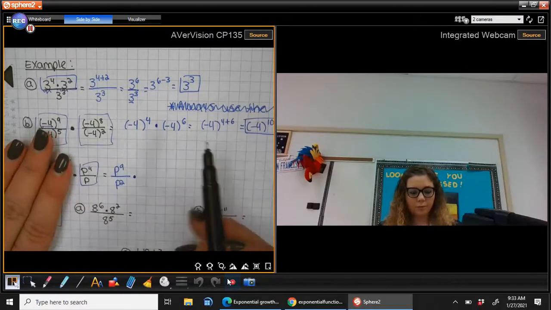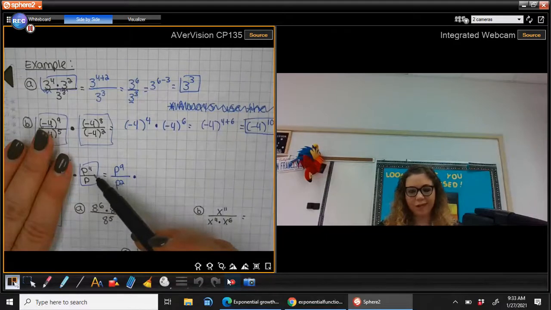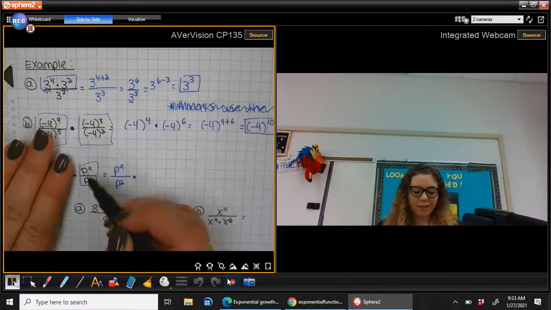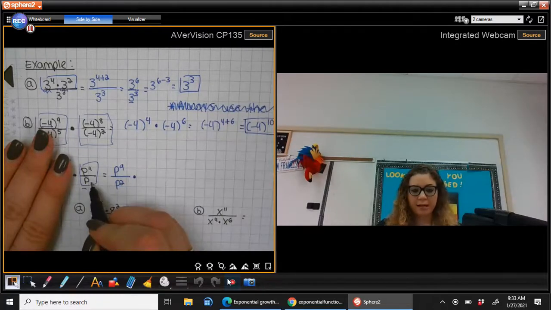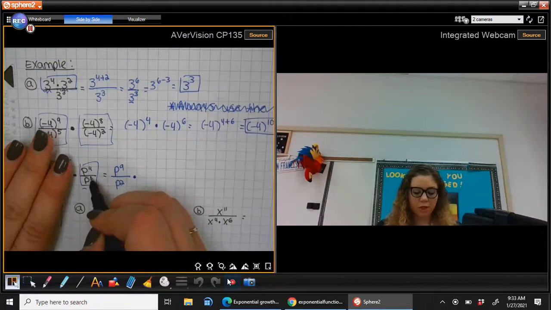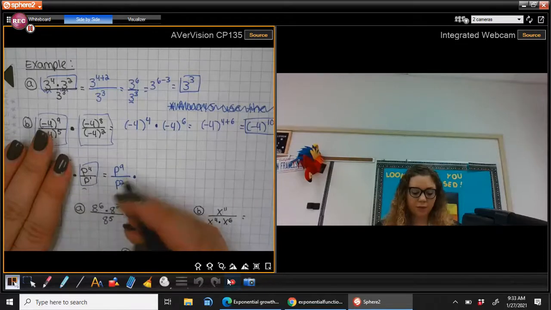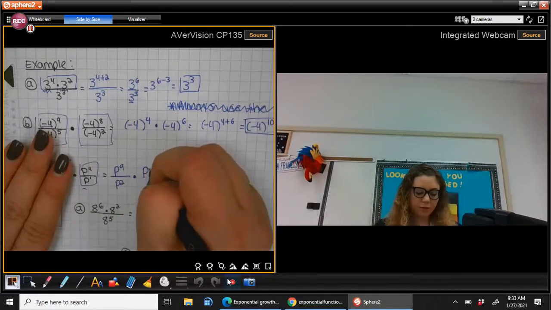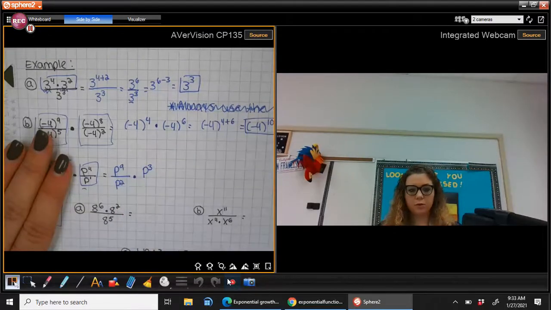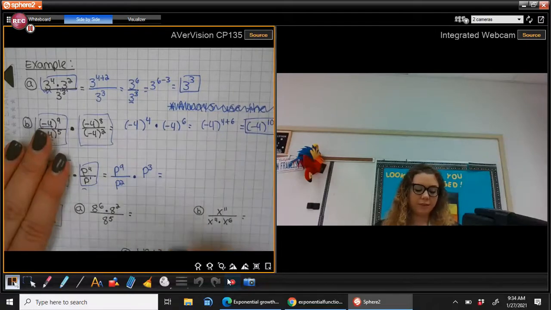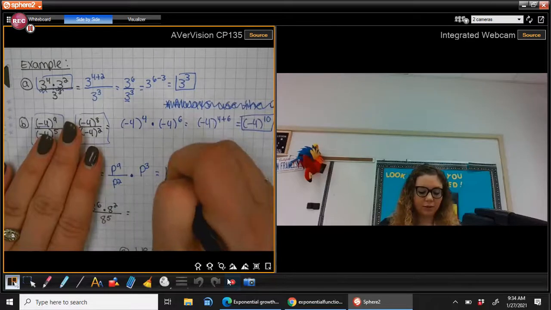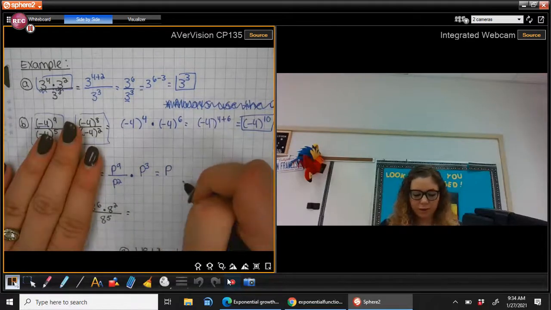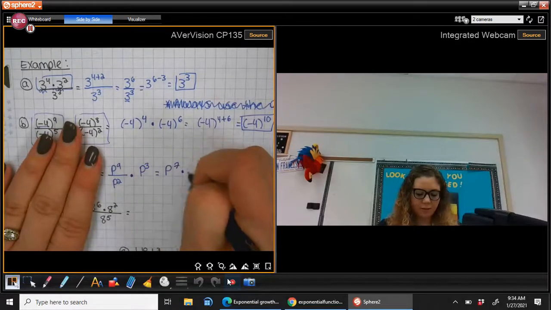Okay, I don't have anything to simplify up top, but the bases are the same, so I can use the quotient rule. Now this does not have an exponent, but there's an understood 1 there. So 4 minus 1 is going to give me p to the third. Okay, now I'm going to simplify it further. I can simplify this side. So I can do 9 minus 2, which is going to give me 7 times p to the third.